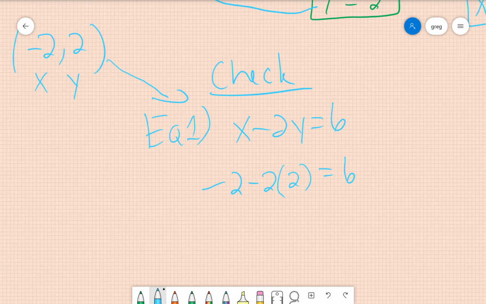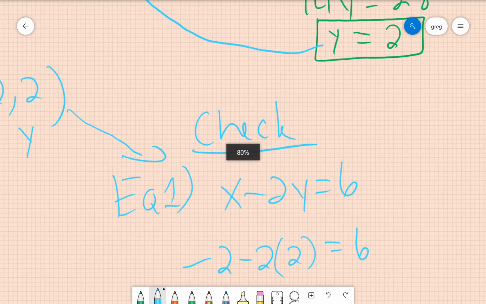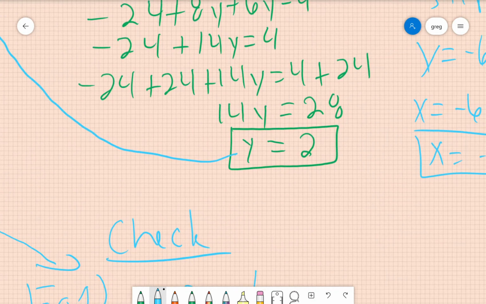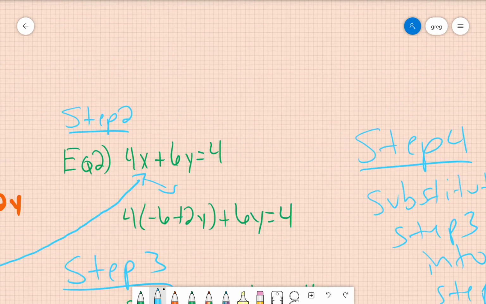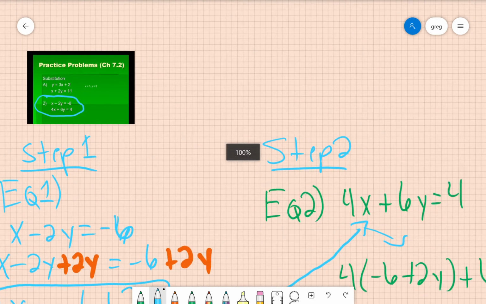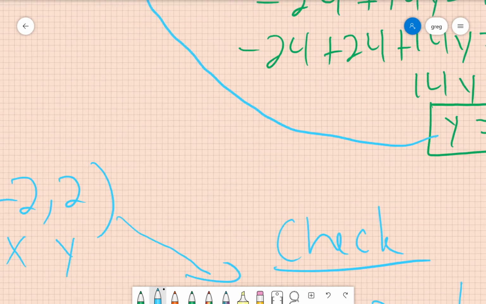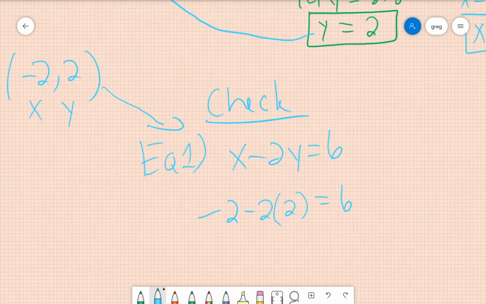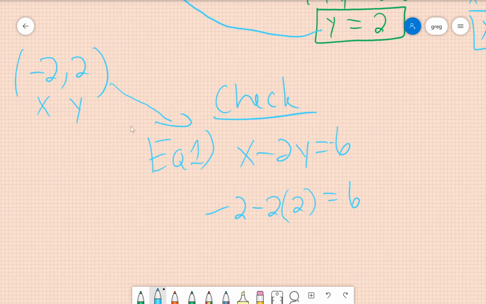So now let me see here. What else do we have? Something doesn't look right, does it? Is that 6 or negative 6? It was 6, right? Something seems wrong. Oh, it's negative 6. I just said that. No one said anything. Because now that makes sense. So, all right, now what's next?